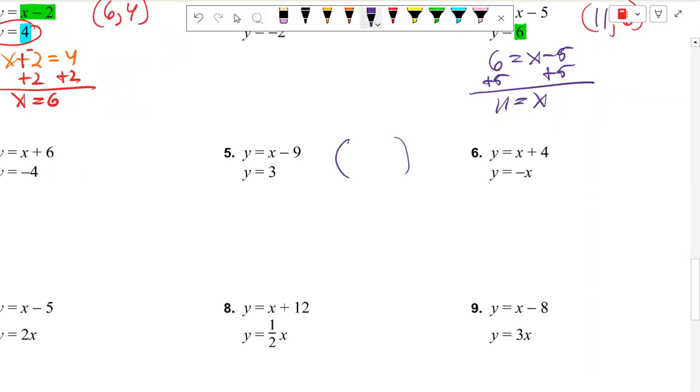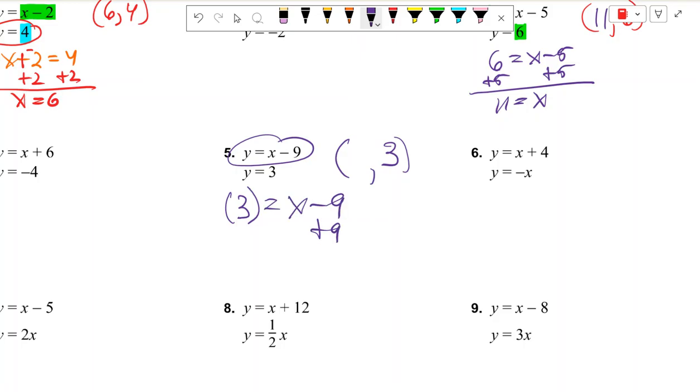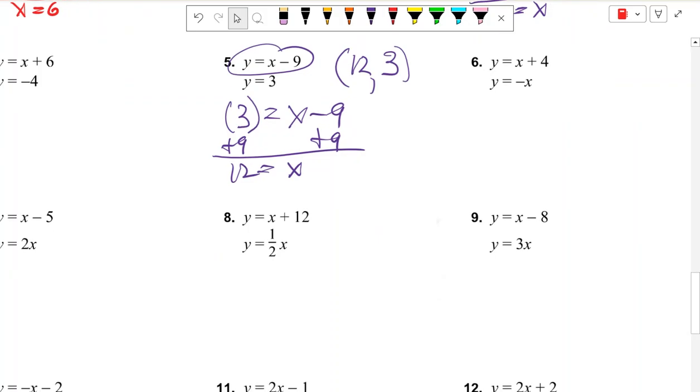I already know a part of my answer, y is 3. Now I need to know my x. So I'll use this top one. I'll substitute in 3 for the y. And I will add 9 to both sides and get x is 12. Sorry about the pen strokes. Soon to be fixed.